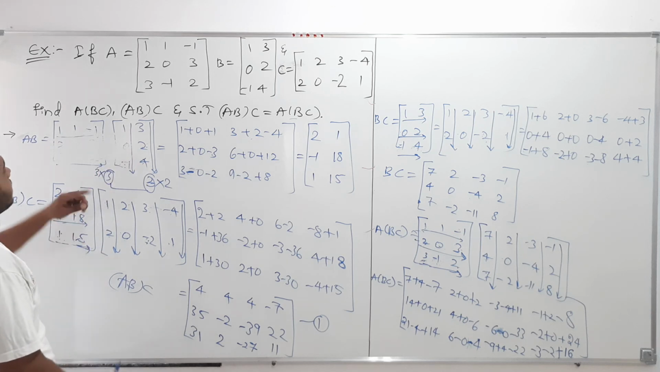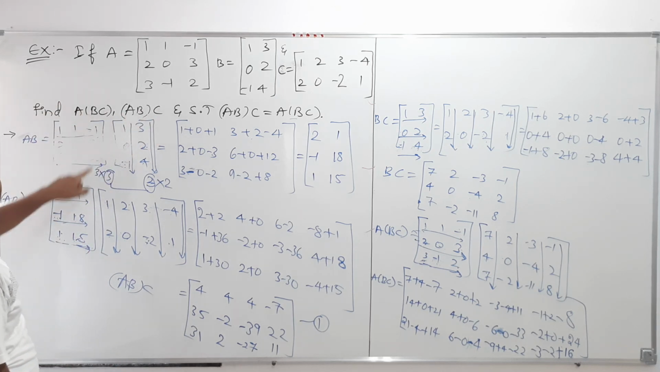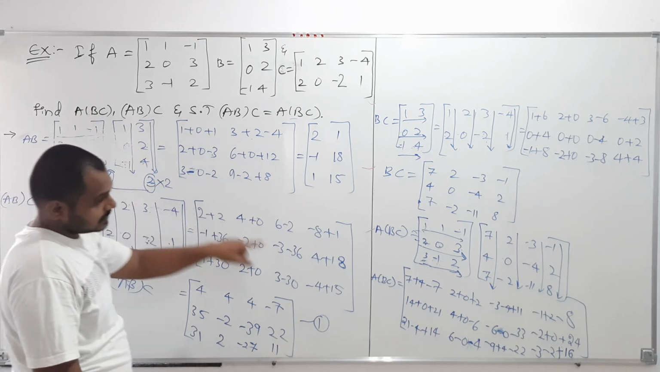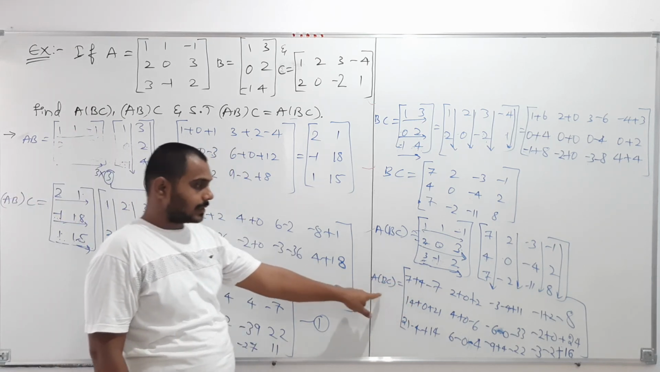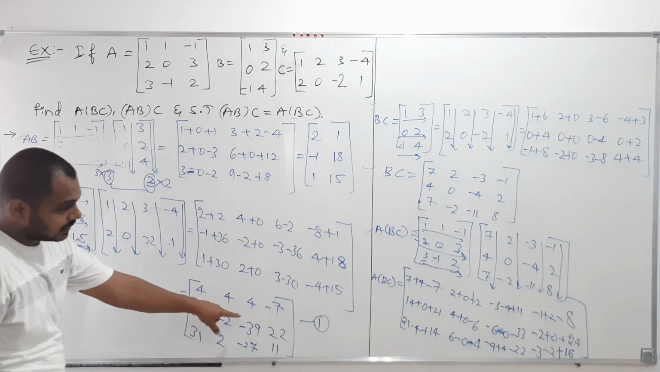They asked you to find A into BC and AB into C. So A into BC value, I'll simplify that and I'll write it here. And next, AB into C value. AB into C value is here. I called it 1.